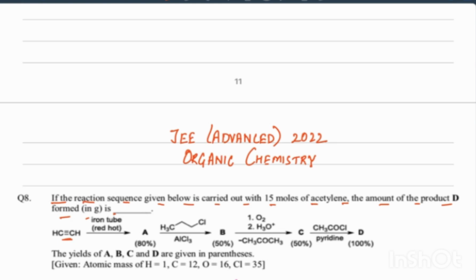So this is acetylene, and it is reacting with an iron tube at red hot. We get A as a product with 80% yield, and when it reacts with this molecule, we get B as a product with a 50% yield. After that, O2, H3O+ is reacted. There is a removal of acetone, and we get C as a product with 50% yield. After that, when the acyl chloride is reacted in the presence of pyridine, we get D with 100% yield. So how to do this question? Let us start.